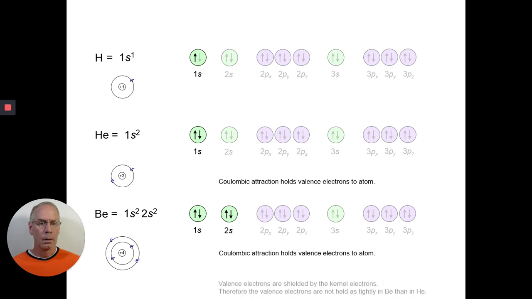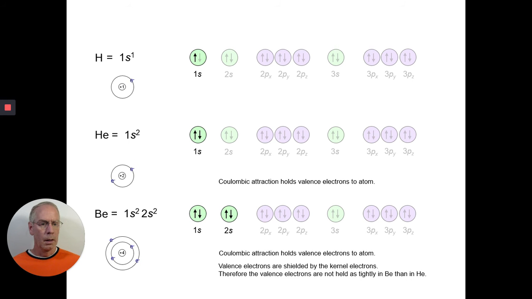All right. I'm going to talk about the shielding effect and the kernel electrons much more in our next unit on the periodic table. At this point, we just want to learn to write electron configurations.